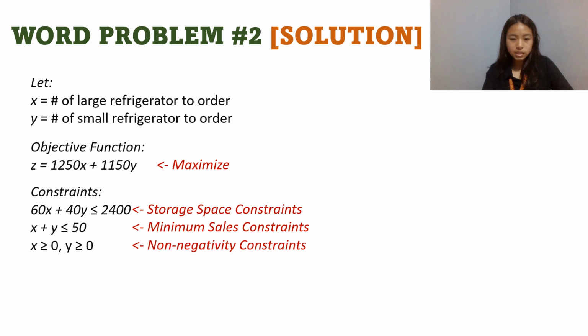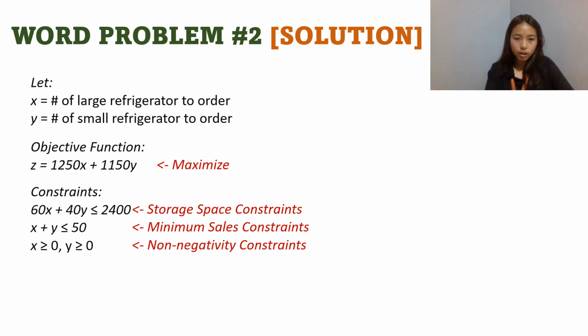In the minimum sales constraint, the manager must sell at least 50 refrigerators each month, so x + y ≤ 50. In the non-negative constraint, x is greater than or equal to 0 and y is greater than or equal to 0. Now let's solve the linear programming problem using the simplex method.